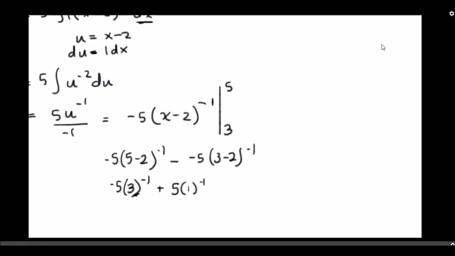This term here, 3 to the -1, that's 1/3. So this is -5/3 plus, and then this term here, 1 to the -1 is just 1. 5 times 1 is 5. And this is equal to 10/3.